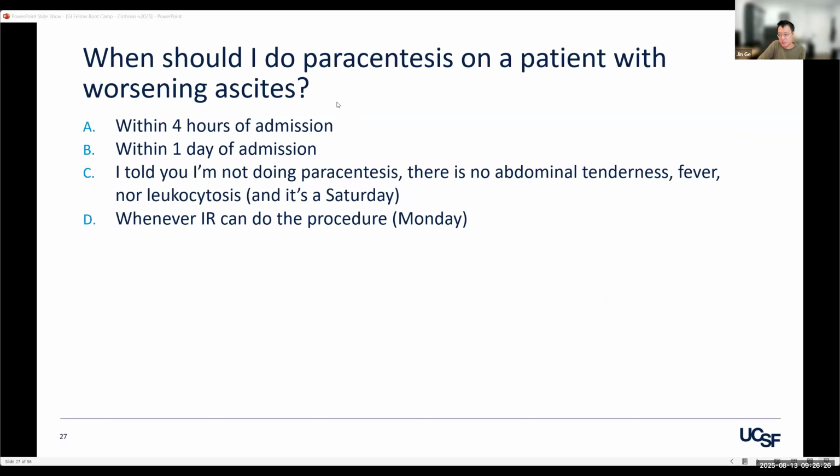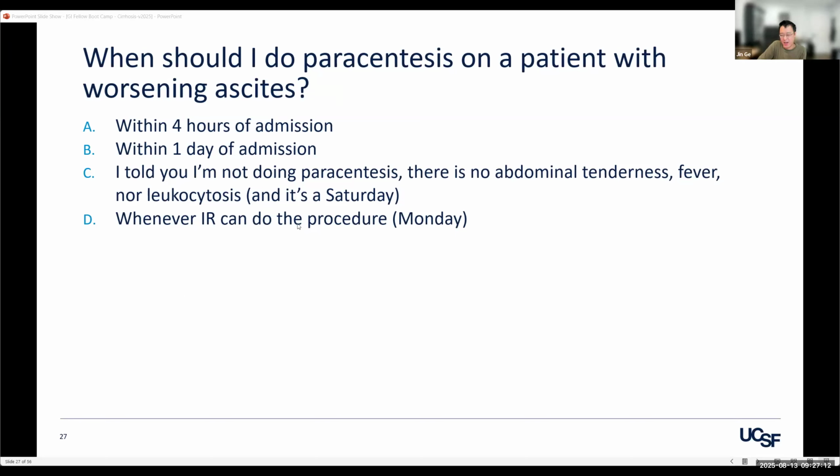All right. Okay. I think that this question is actually working. So when should you do a paracentesis on a patient with worsening ascites? Maddie, are you still on? Yeah, I'm here. Hey. All right. So what's your answer? I would say in an ideal world, like A, I think realistically the answer would probably be B. Yeah. And it's Saturday. Do you still want to do a para? Yes. Okay. What about waiting for IR until Monday? Is that the answer? No, I would call that suboptimal.